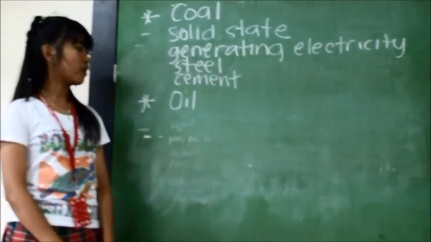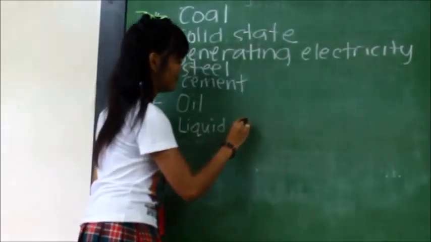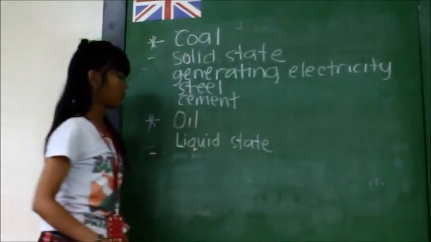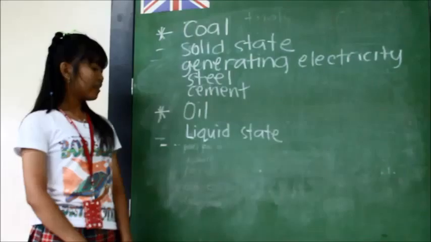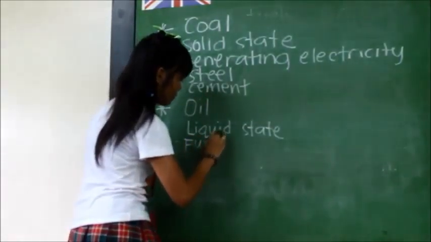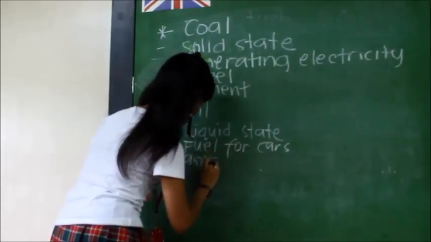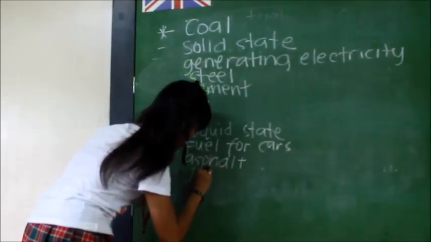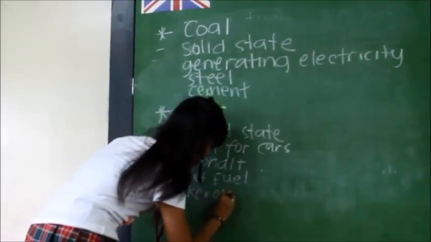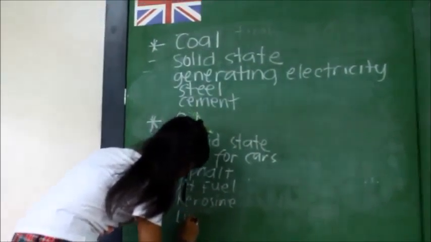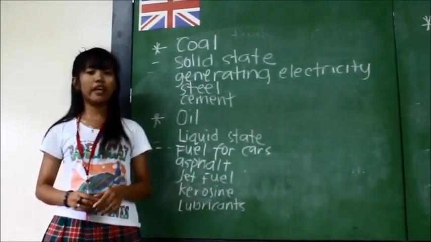The next one is oil. Oil is a fossil fuel that is liquid in state, and it is mainly used for fuels for our cars, asphalt, and jet fuels. Also used in making kerosene and some lubricants.